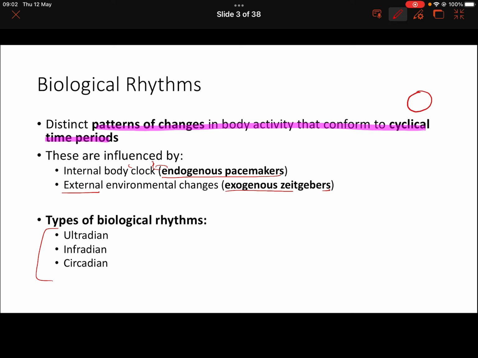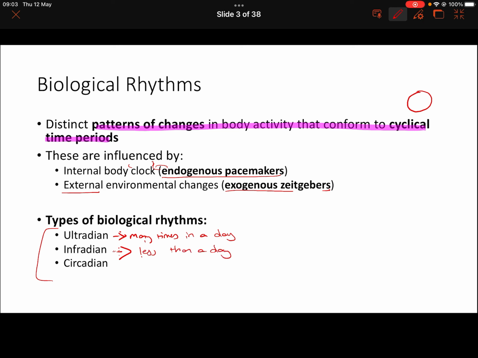Now, there are numerous biological rhythms. In the spec, we're just going to be focusing on a few. So we're going to be looking at ultradian rhythms. These are biological rhythms that occur many times in a day, i.e. each rhythm is shorter than 24 hours. We're going to be looking at infradian rhythms. These take more time than a day to repeat. So they could take days or weeks or months.